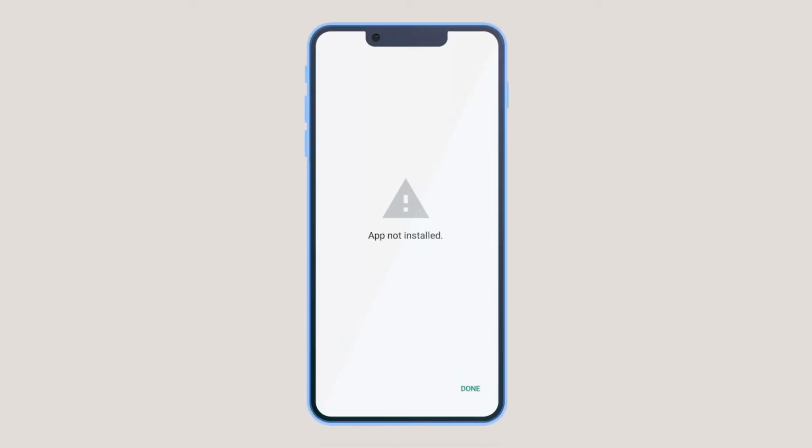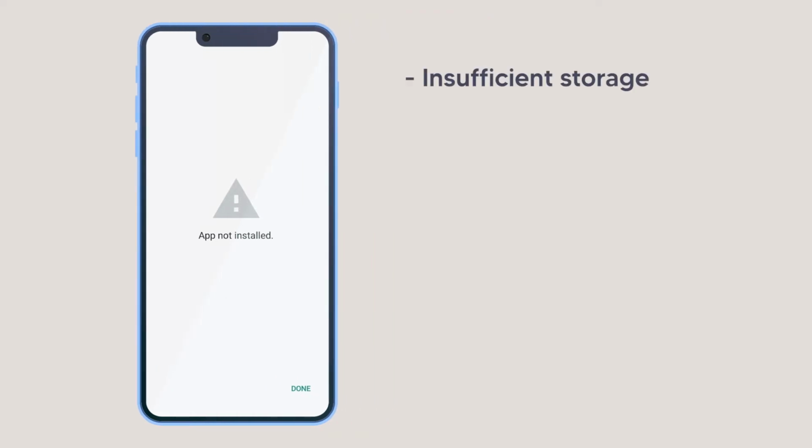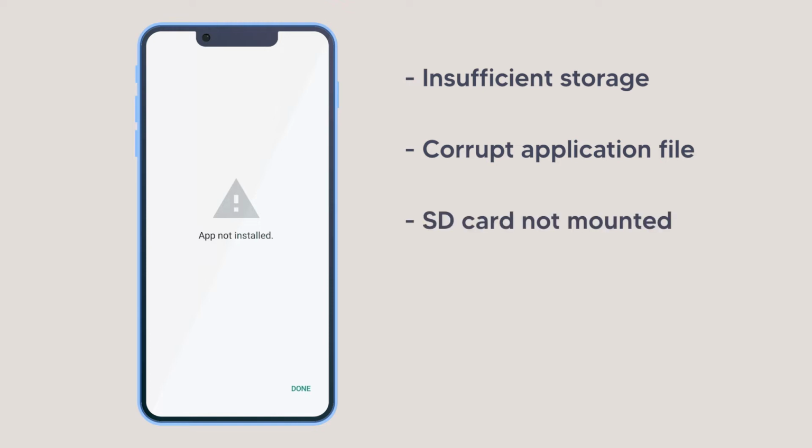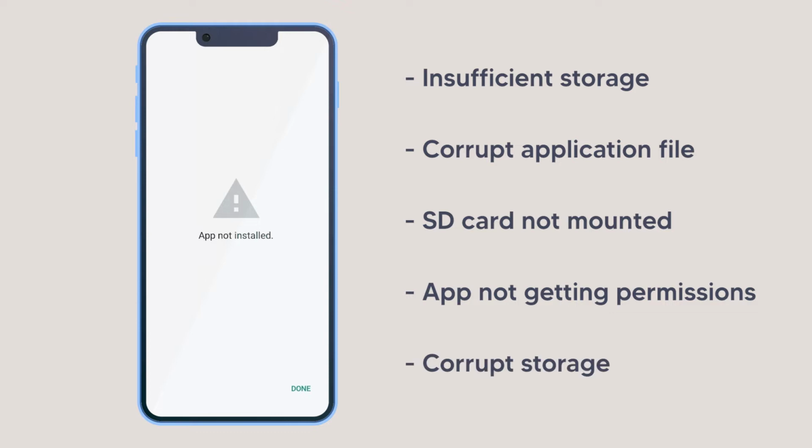App not installed error can be caused due to one or more reasons like insufficient storage, a corrupt application file, SD card not mounted in the device, app not getting necessary permissions, or corrupt storage. Once you have identified the cause, follow these methods to solve the error on your Android device.